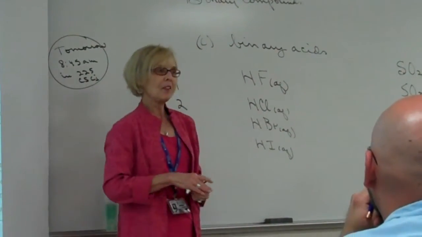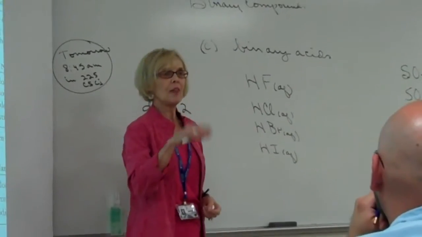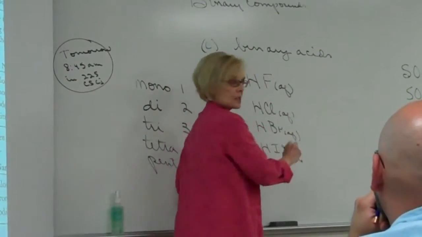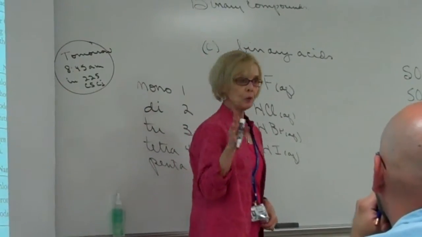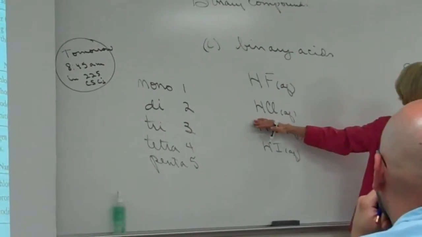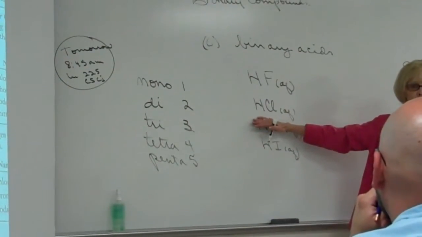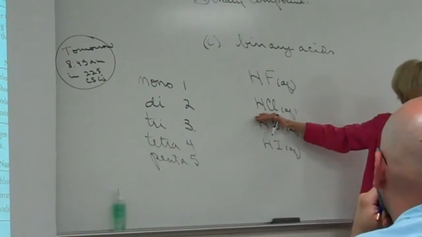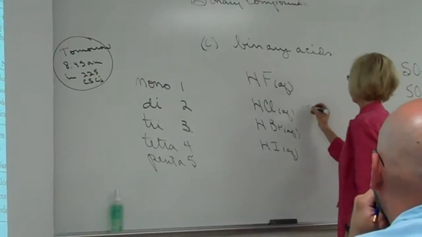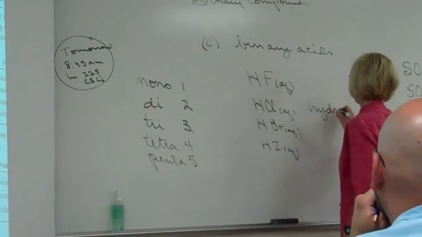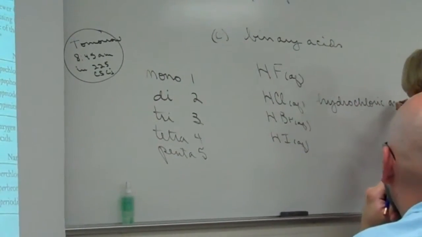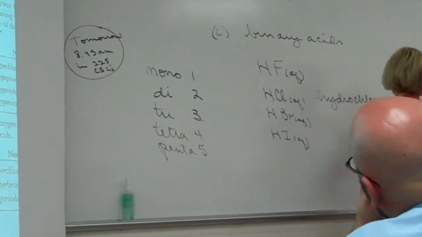Okay, now, these are acids. They are binary acids because there's only 2 elements in them. Here are the rules. You're probably familiar with this one. In the laboratory, we've used it at least once or twice, at least twice. How did we name this stuff? Hydrochloric acid.